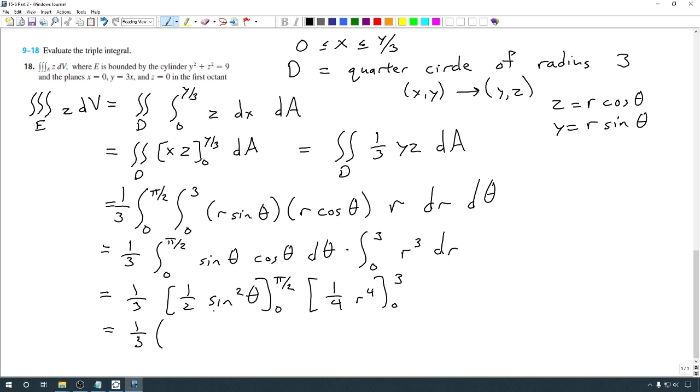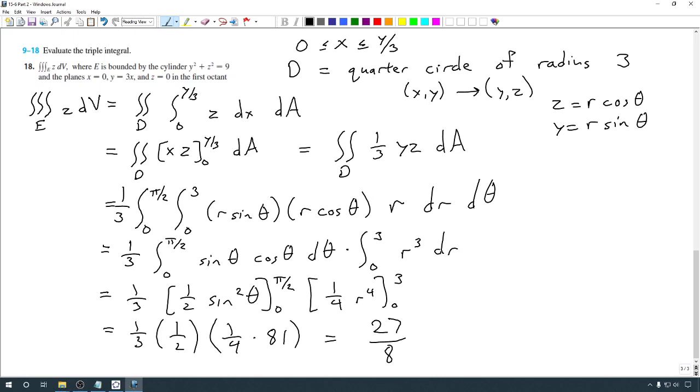When we plug in pi over 2, sine of pi over 2 is 1, so we get a 1/2. Minus sine of 0 is 0, so that's just going to be 1/2. Here we get to plug in a 3, so 3 to the 4th power is actually 81. But then putting in 0 gives us 0. So we have 81 divided by 3, 2, and 4. Well, 81 divided by 3 is actually 27. And then the 2 and the 4 becomes an 8. So our answer here, or the full result of this thing, is 27 over 8.